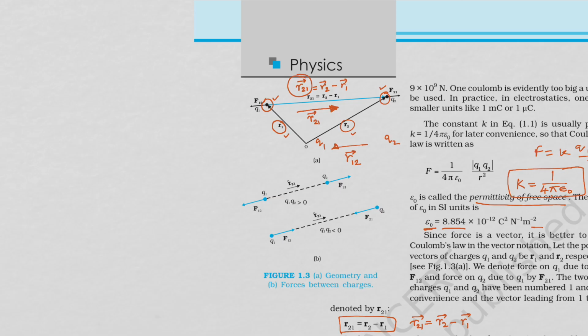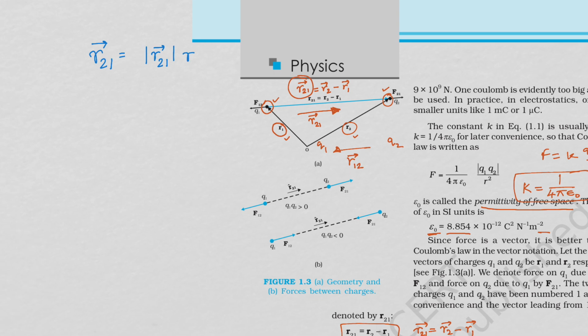Further, we also need to know how to write this vector r21 as a multiple of a unit vector. To do that, r21 can simply be written as the mod of r21, which gives only the magnitude of this vector, multiplied by r21 cap. This is the unit vector which gives only the direction. So the unit vector r21 cap is actually the vector r21 divided by the mod of r21.